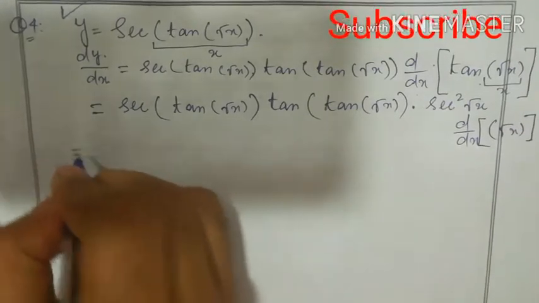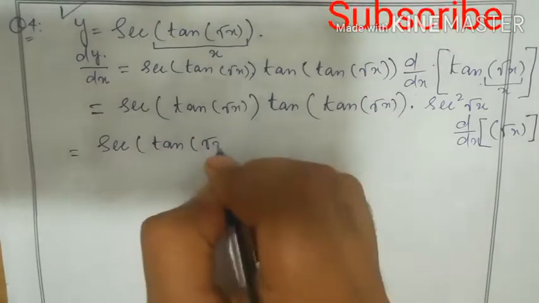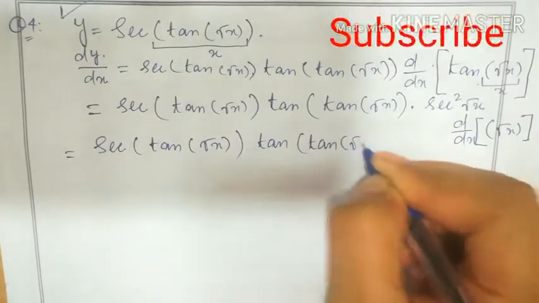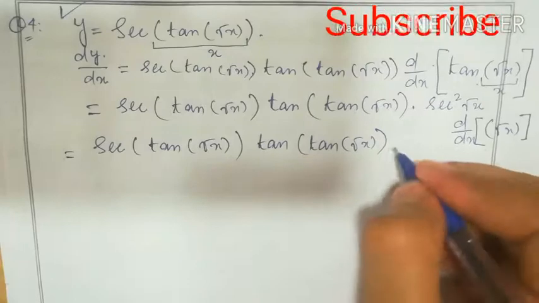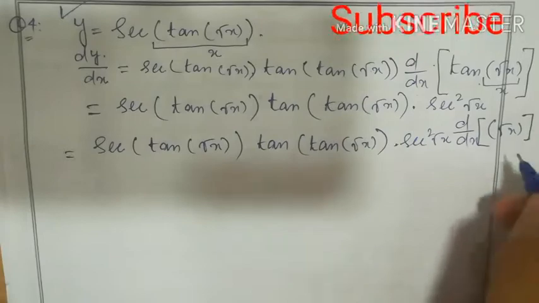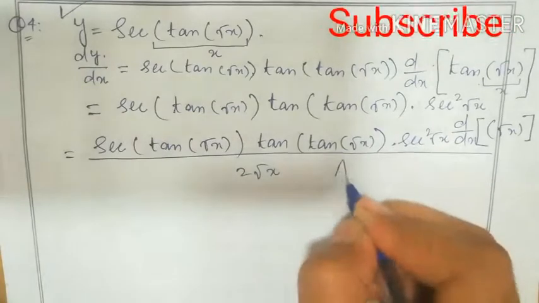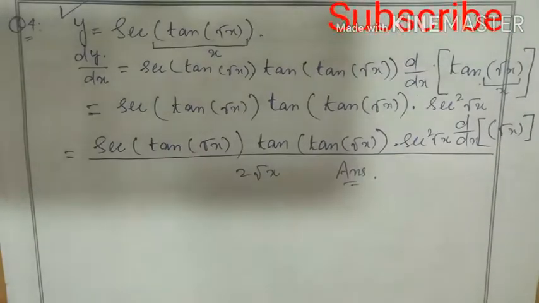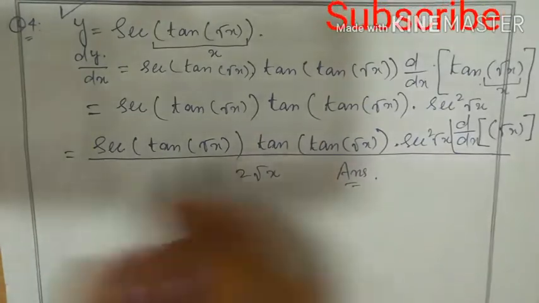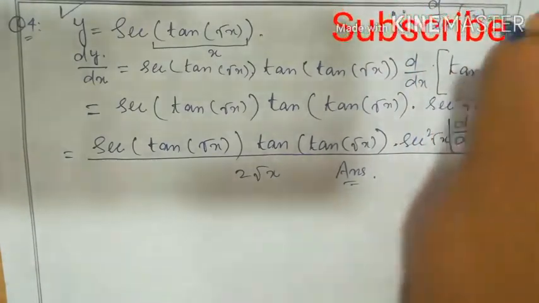So simply sec(tan root x) tan(tan root x) into sec square(root x). Differentiation of root x is 1 divided by 2 under root x, so I will write directly here 2 under root x. So this is the answer, as usual. It is easy, as simple as it is. Since d by dx of under root x is nothing but 1 divided by 2 under root x.